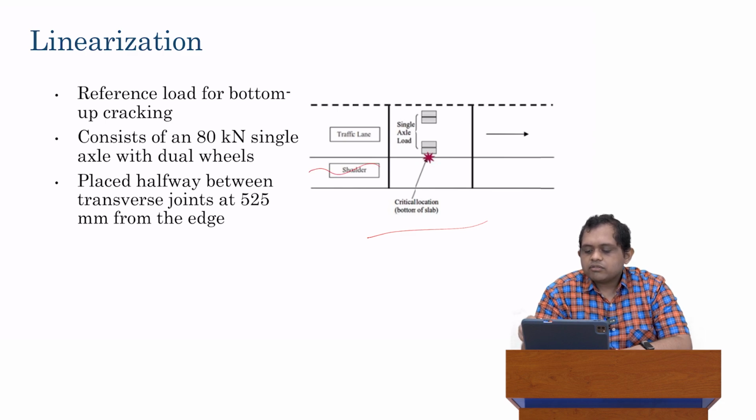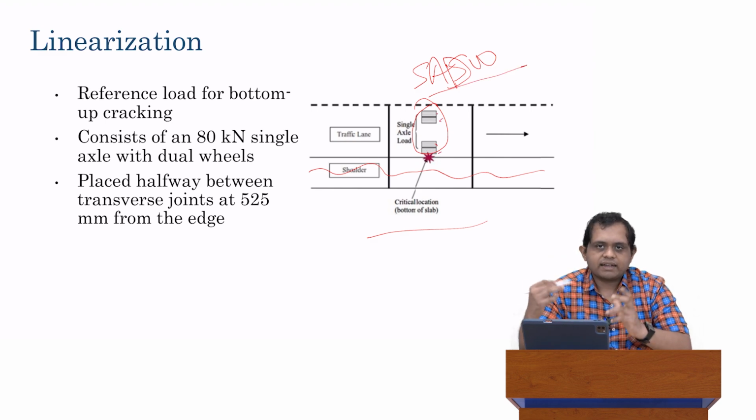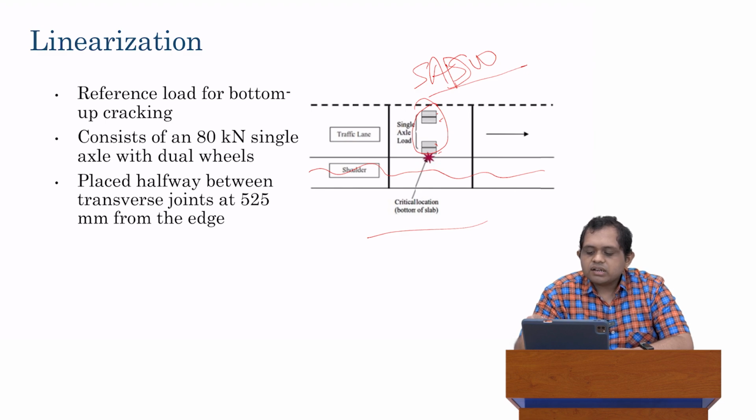So what we have here is a shoulder. Normally, traffic should not be going on the shoulder, so in our pavement analysis, we assume that there's no traffic on the shoulder. We have this single axle load. If you look carefully, you will notice this is the SASDW condition, a single axle dual wheel, because you can see these two tires are present and it's just one axle. So we have this single axle load which is in what we call the traffic lane. It consists of an 80 kilonewton single axle with dual tires. So that means the total load on this axle is 80 kilonewtons.